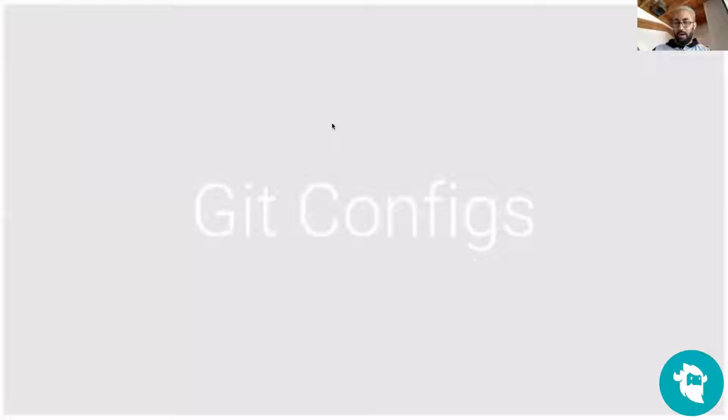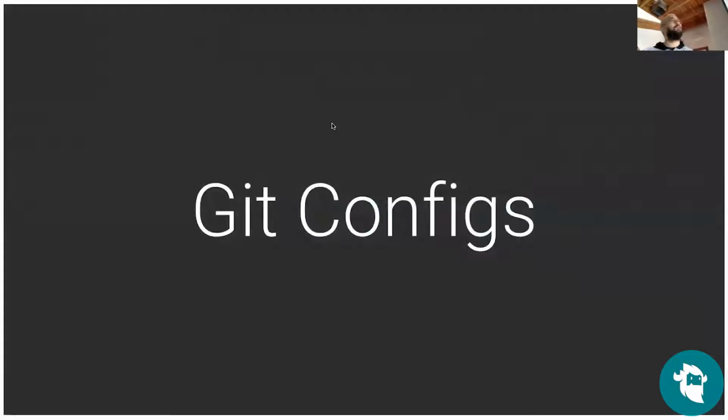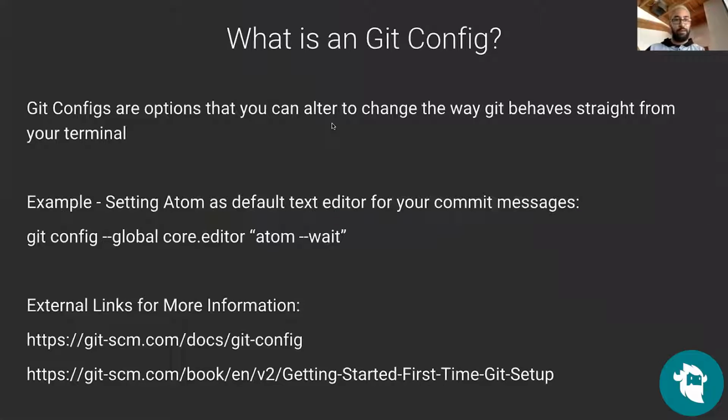And then the last one I have is Git configs. I think these ones are very important too because we all use Git in our development, and being able to cut down the amount of time that is necessary to do the things that you need to do in Git is another way to keep your development quick and streamlined. Git configs are options that you can alter to change the way Git behaves straight from your terminal.